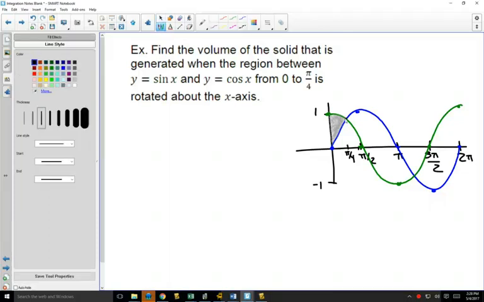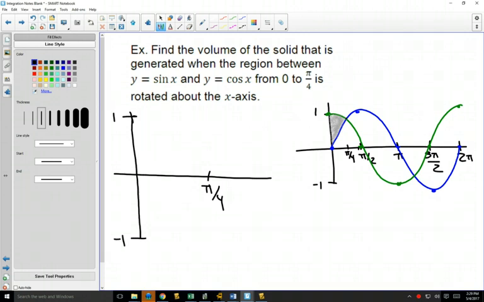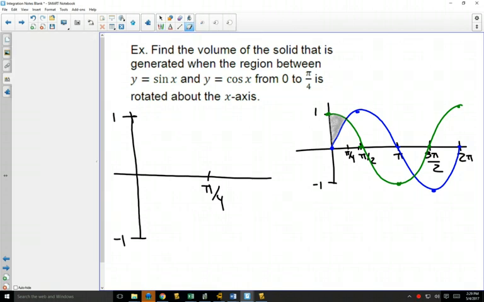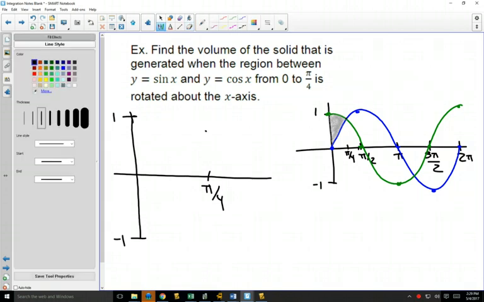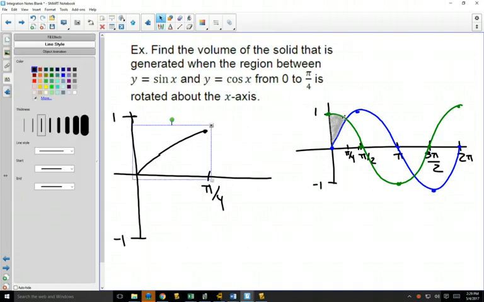Well, I'm going to draw it a little bit bigger here, just so that we can see it better. I'm going to put pi over 4 right here. I'm going to put 1 up there, negative 1 down there. We would have, just taking that part, it seems like it's about there, cos curve like that. That we drew in blue before. Sine curve went down like that.